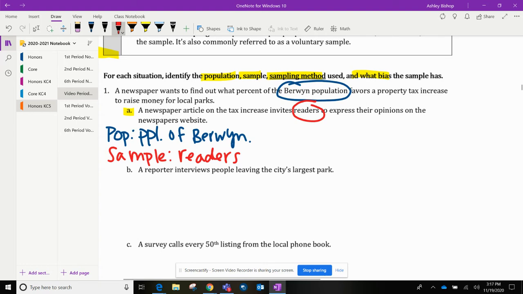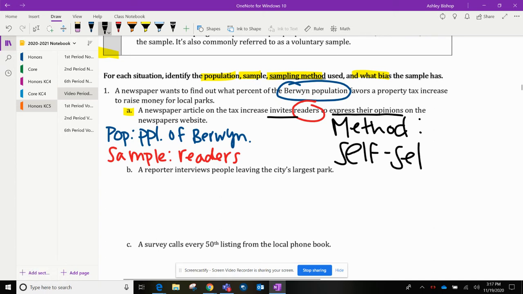And my sampling method, well, I have to think about how these people are going to submit their answers. It says I'm inviting people to express their opinions on the website. Those people are self-selected. They are invited. They are not forced to. It's completely optional to do that. So self-selected, and some bias here.